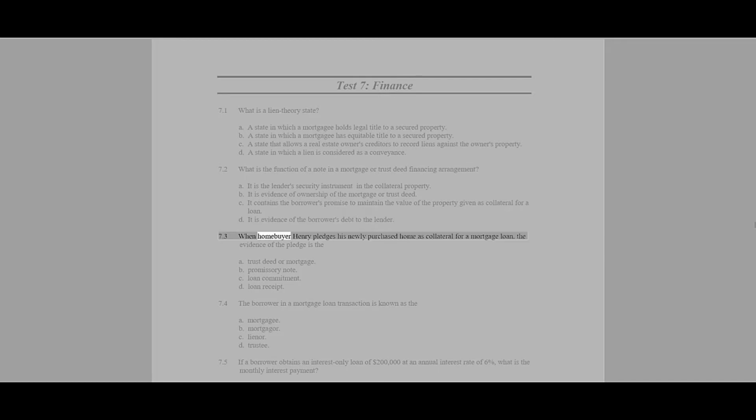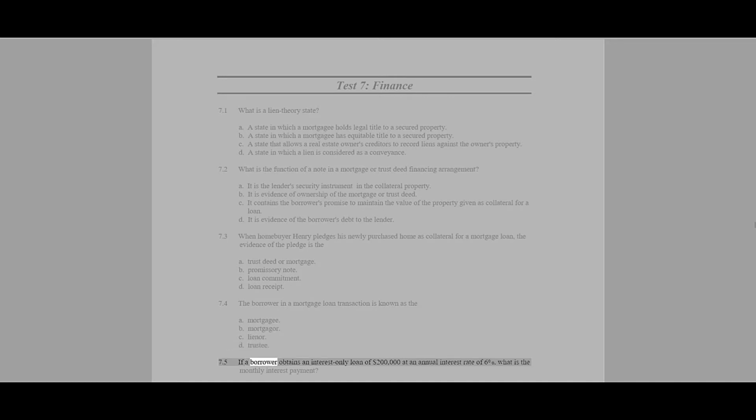7.3 When homebuyer Henry pledges his newly purchased home as collateral for a mortgage loan, the evidence of the pledge is the A. Trust deed or mortgage. B. Promissory note. C. Loan commitment. D. Loan receipt. 7.4 The borrower in a mortgage loan transaction is known as the A. Mortgagee. B. Mortgager. C. Liener. D. Trustee.